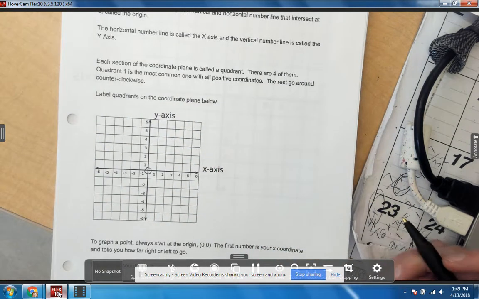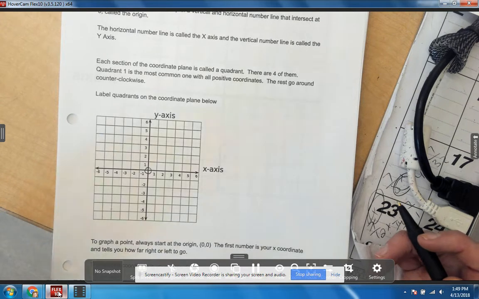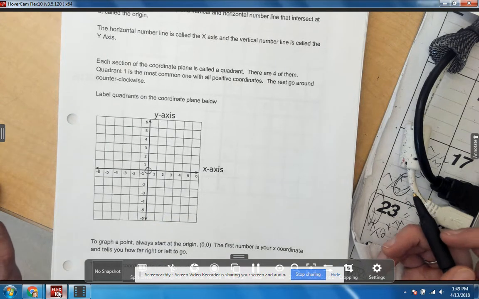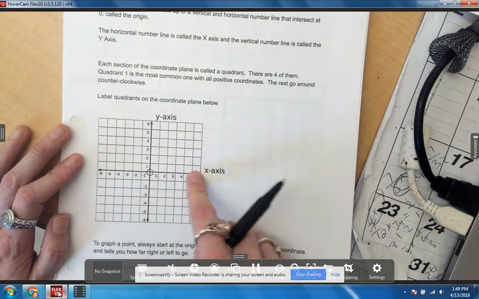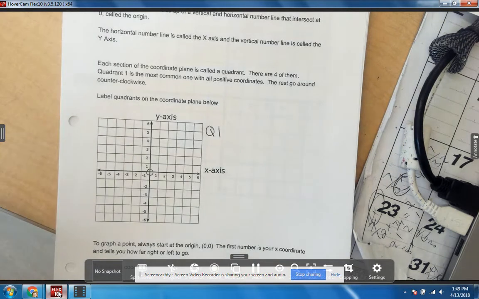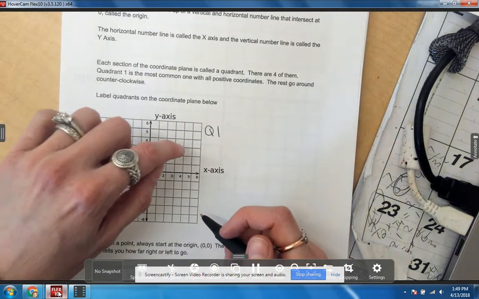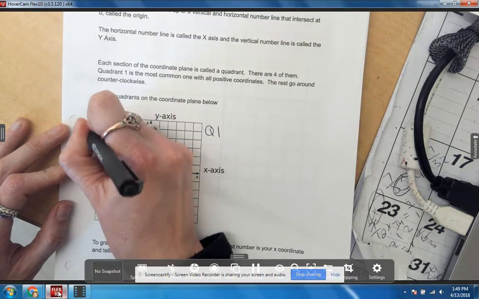Each section of the coordinate plane is called a quadrant, and there are 4 of them. Quadrant 1 is the most common one because it has all of the positive integers. This is the one that you're used to seeing when you're not dealing with negative numbers. So this is quadrant 1. So make sure you're labeling these with me. And then it goes counterclockwise. Okay, so this would be quadrant 2.